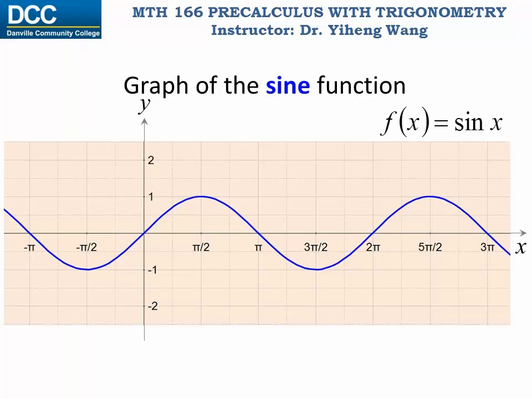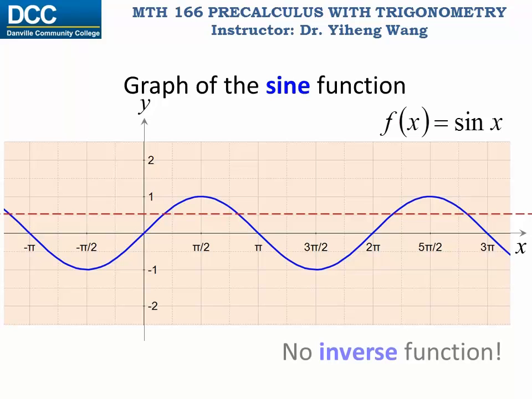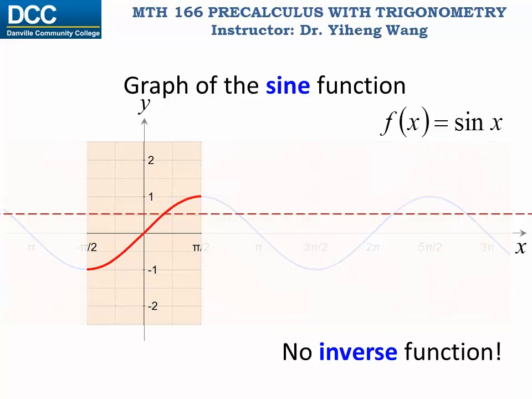However, don't forget all 6 trigonometric functions are periodic functions. Therefore, if we look at the graph of the sine function, we realize that it does not pass the horizontal line test. Based on our previous knowledge, the sine function cannot have an inverse function. But since it is very useful to define the inverse sine function, we're going to do so for only a small segment of the sine function.